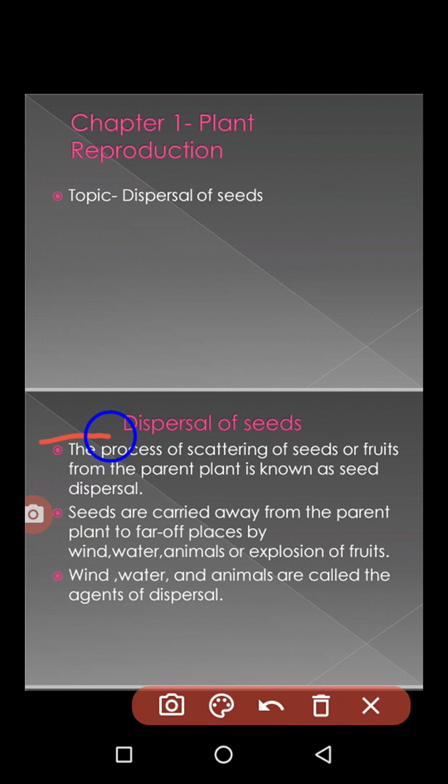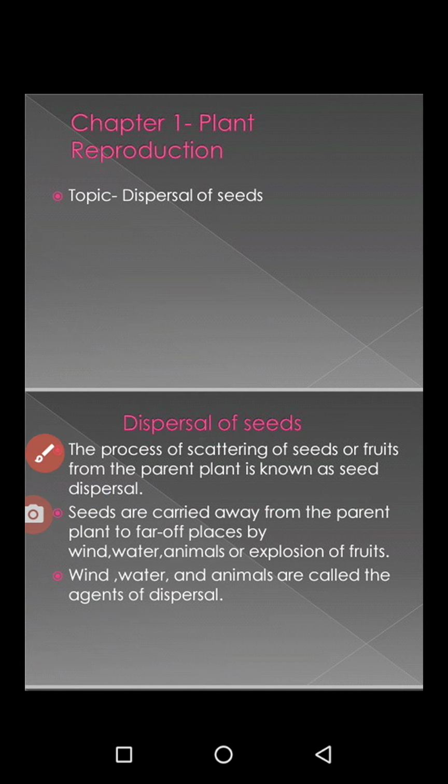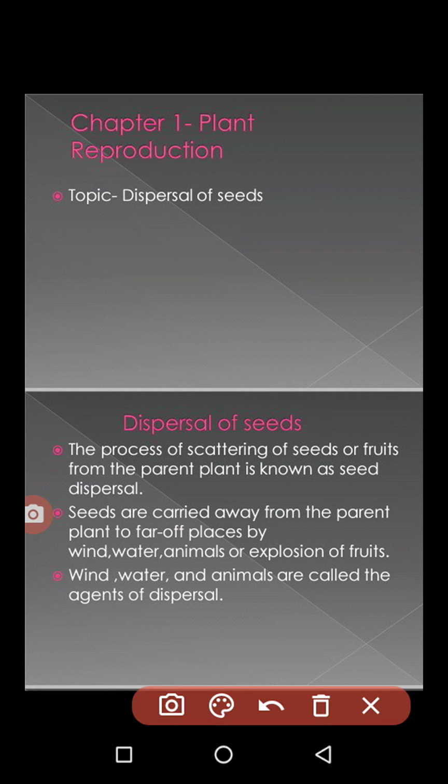The process of scattering of seeds or fruits from the parent plants is known as dispersal. That is, when the seeds fly away from the parent plant, that is known as dispersal.